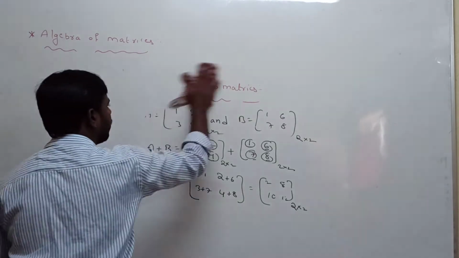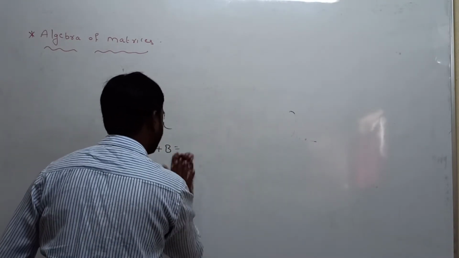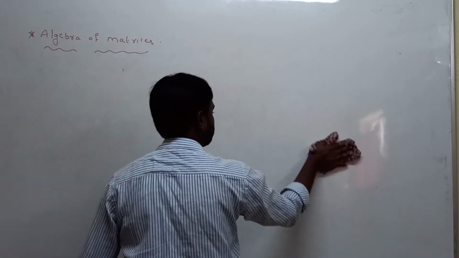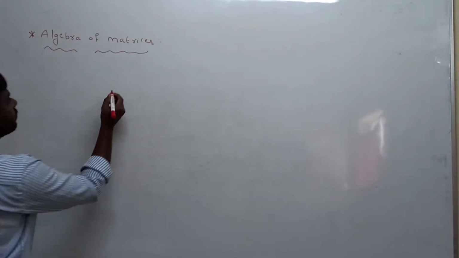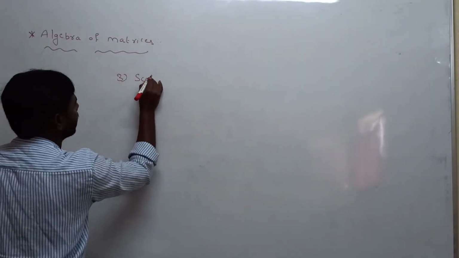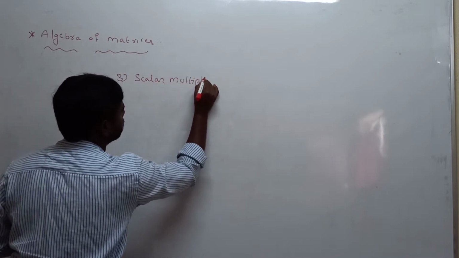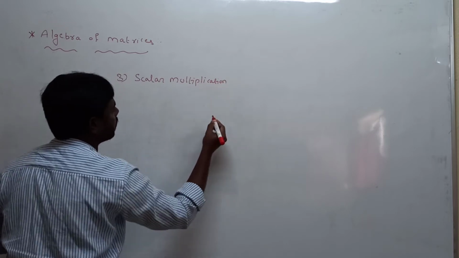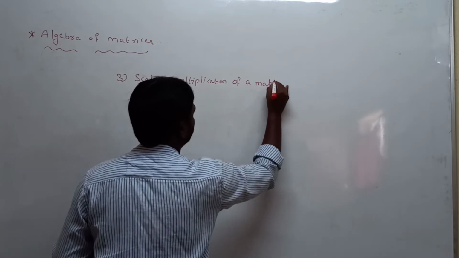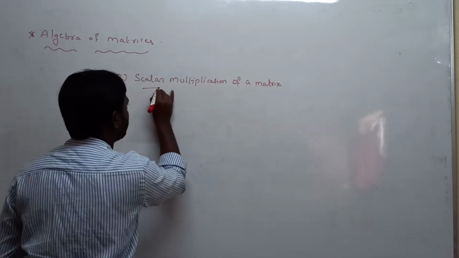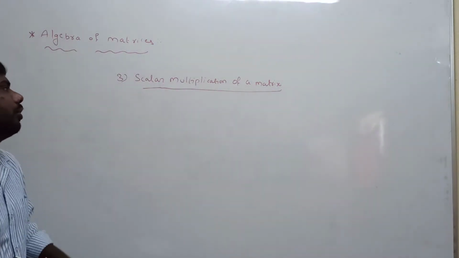Third one is scalar multiplication of a matrix. A scalar is nothing but a real number or any constant value. Scalar is nothing but any real number or else constant value.